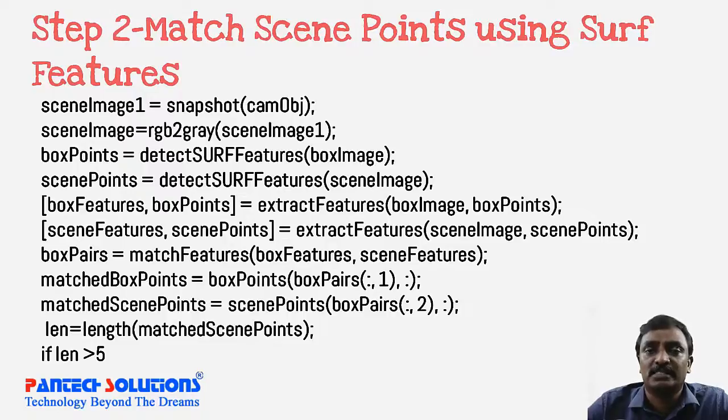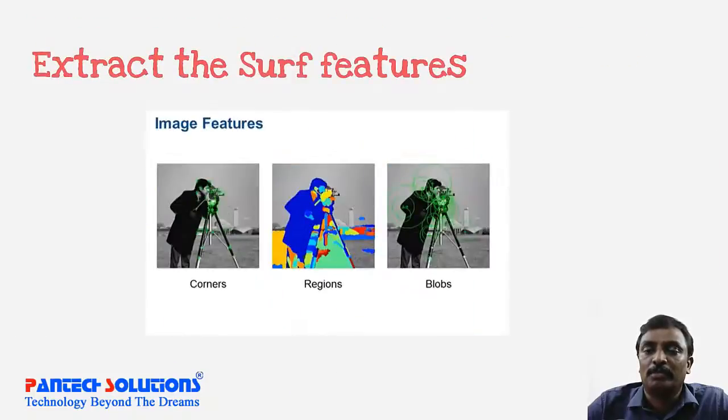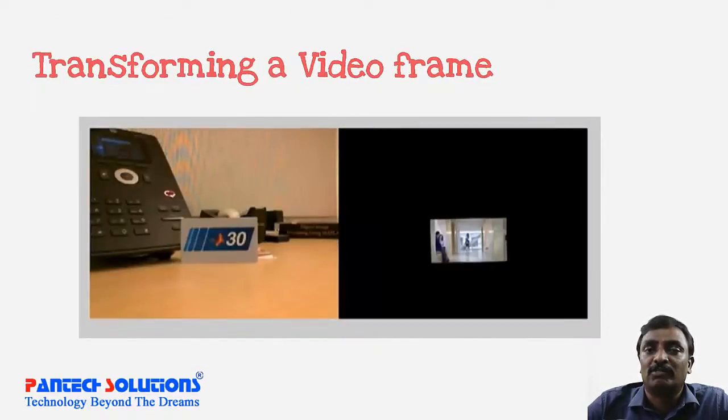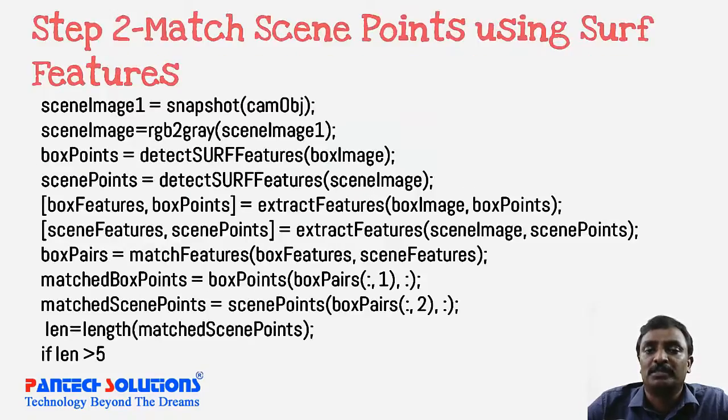So first convert to grayscale, because the features we are going to extract are blobs and regions. These are the two features which we are going to extract. When you convert to grayscale, there will not be any loss of information, because the blob feature is not going to change. So convert that to grayscale.